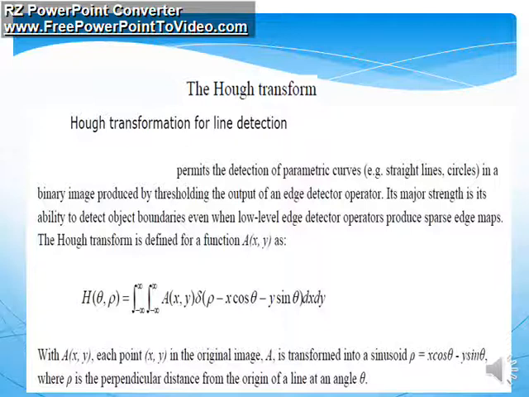The Hough transform is defined for the function A(x,y) by the equations here, where with A(x,y) each point (x,y) in the original image A is transformed into a sinusoid. Here we can see that rho equals x cos theta minus y sin theta, where rho is the perpendicular distance from the origin of a line at an angle of theta.